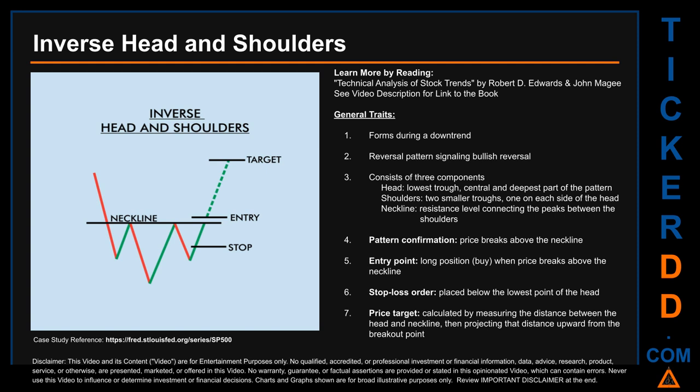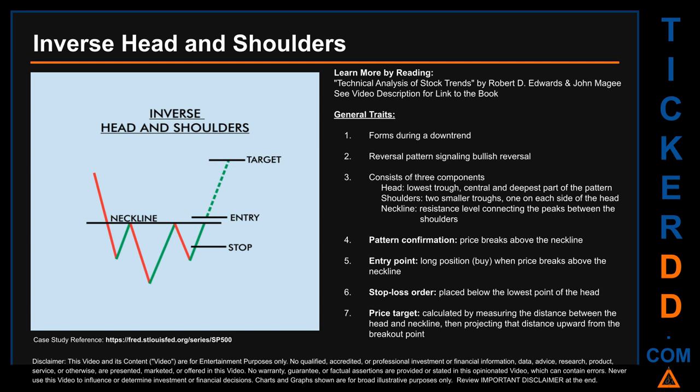The inverse head and shoulders pattern has been recognized and studied since the early 20th century. A famous example of the inverse head and shoulders pattern can be observed in the chart of the S&P 500 index during the period of the global financial crisis in 2008-2009. To better understand this example, let's break it down into key events. Downtrend. The S&P 500 entered a significant downtrend starting in late 2007, as the U.S. housing bubble burst and the global economy faced a severe financial crisis.